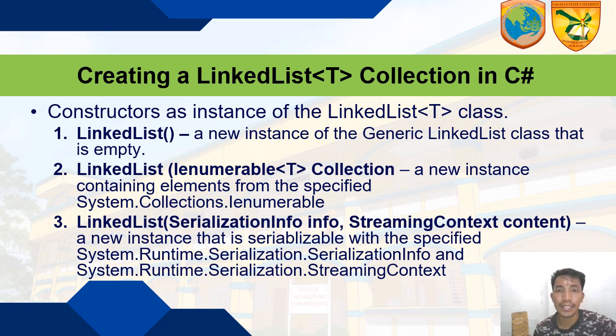that contains elements copied from the specified System.Collections.IEnumerable and has sufficient capacity to accommodate the number of elements copied. So here, the parameter collection specifies the System.Collections.IEnumerable whose elements are copied to the new generic list, and if the collection is null, then it will throw an ArgumentNullException.